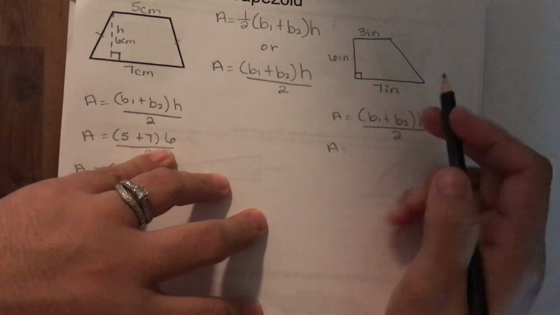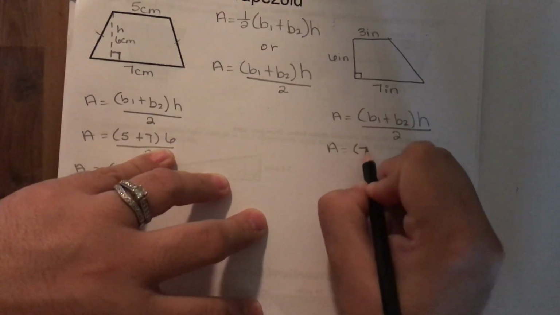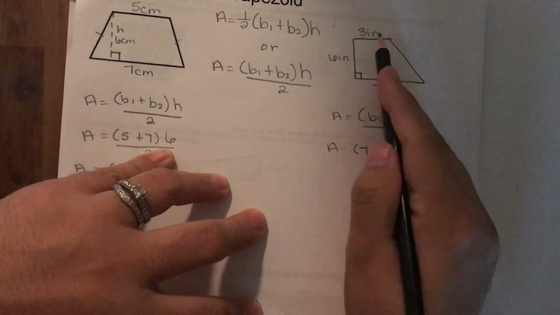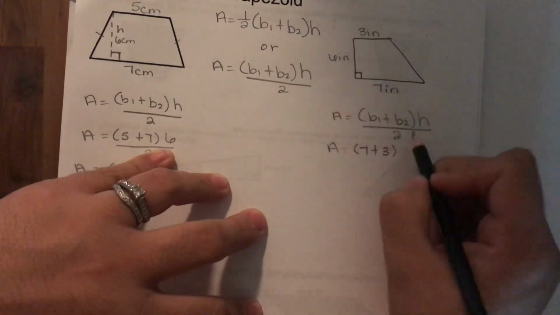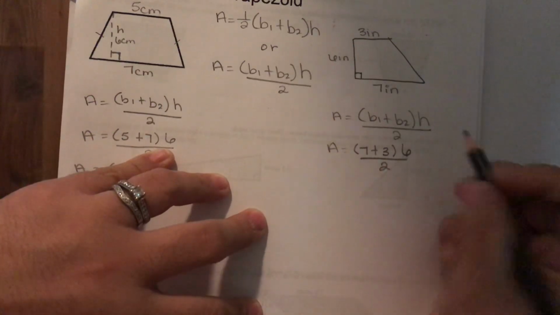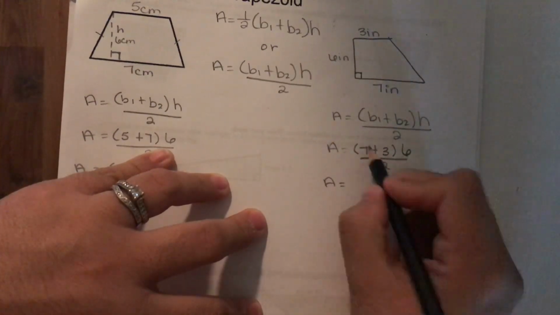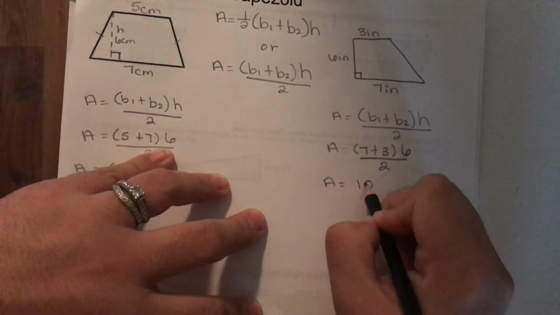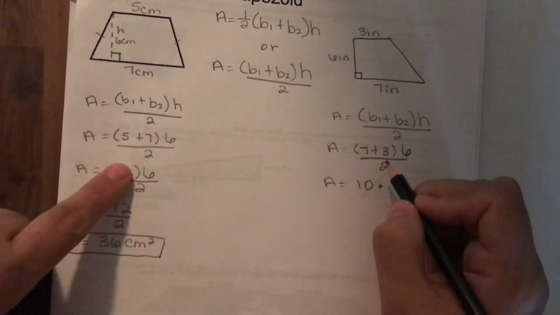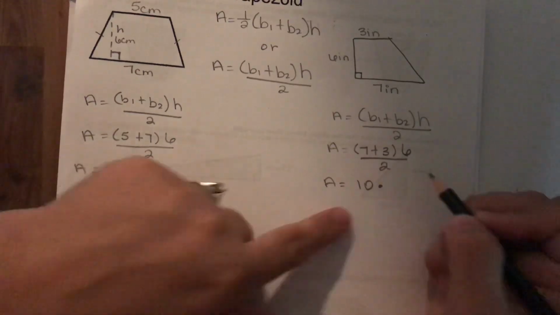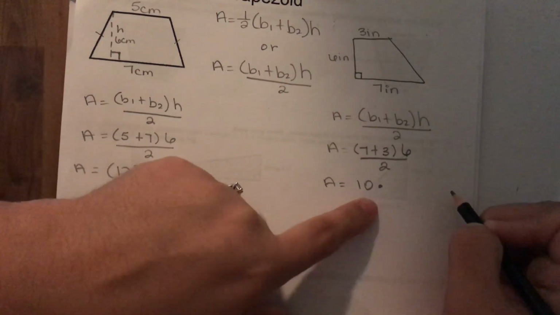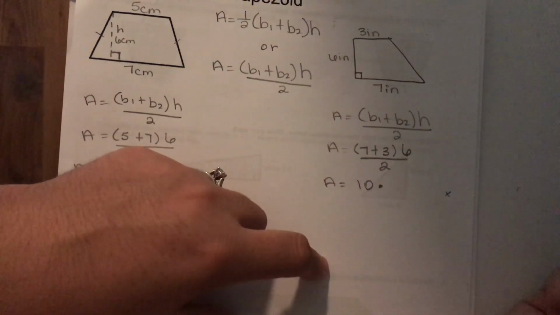So I want this one to be base 1 now. Doesn't really matter. So I'm going to go 7 plus 3, multiply it by the height, which I'm going to call 6, and divide by 2. 7 plus 3 is 10. You don't have to put parentheses if you don't want to. We use parentheses for multiplication here. You can use the dot, or you can use the regular multiplication symbol, this one right there, okay?